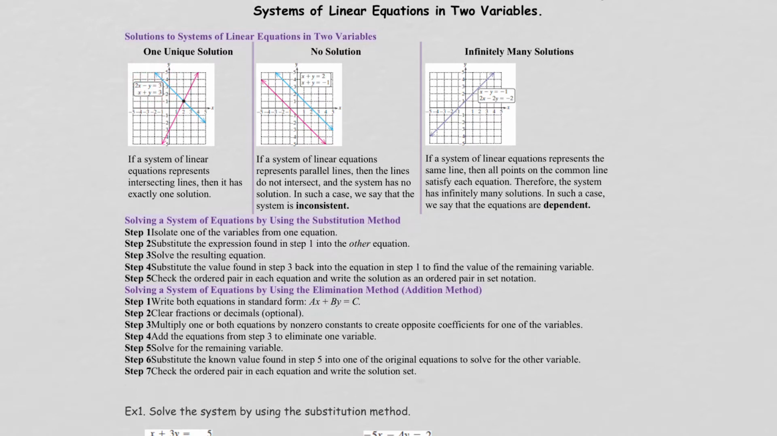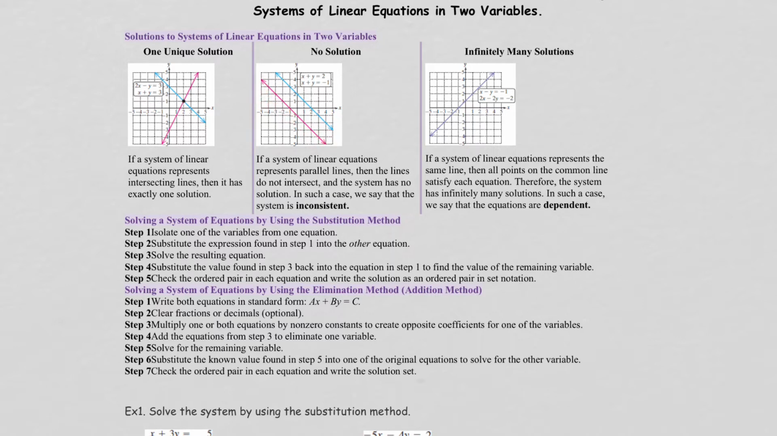There are three different types of two lines that you can have. The first one has one unique solution, where the two lines cross each other at one point. And that point satisfies both lines, or both equations. So this is when you have one solution.